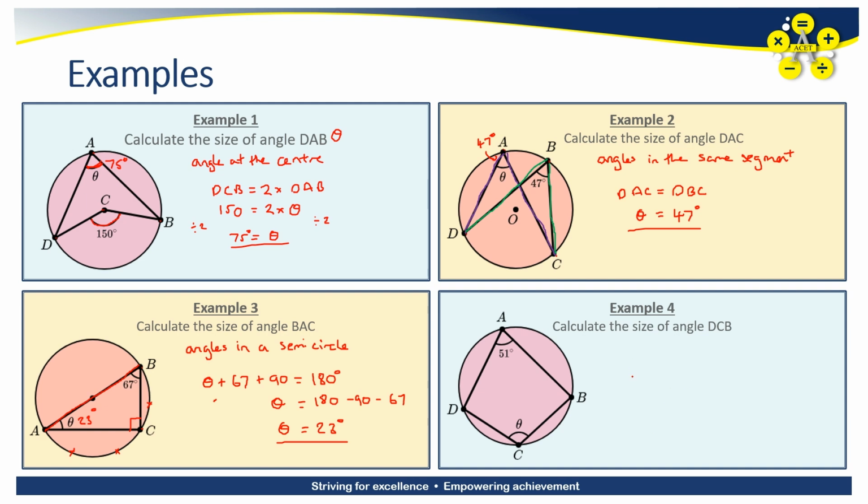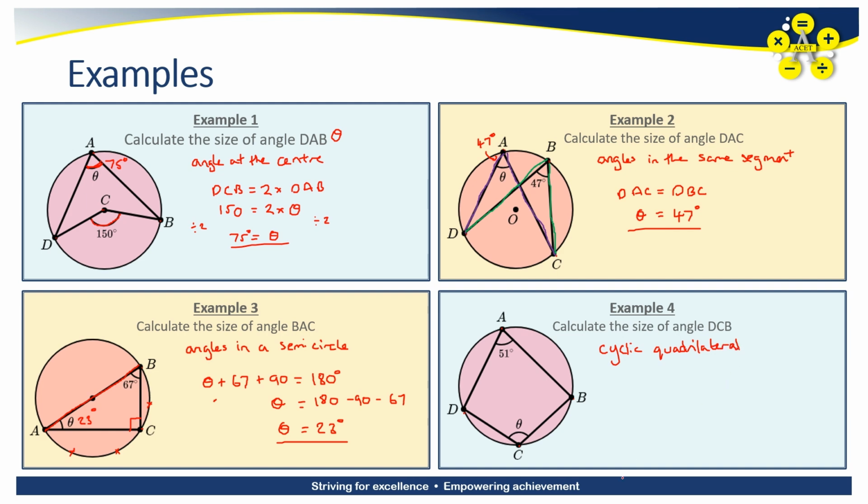Final example for me to show you. This time we've got 4 points all on the circumference. And so what we end up with here is a quadrilateral within this circle. So a quadrilateral within a circle where all 4 points are touching the circumference gives us a cyclic quadrilateral.